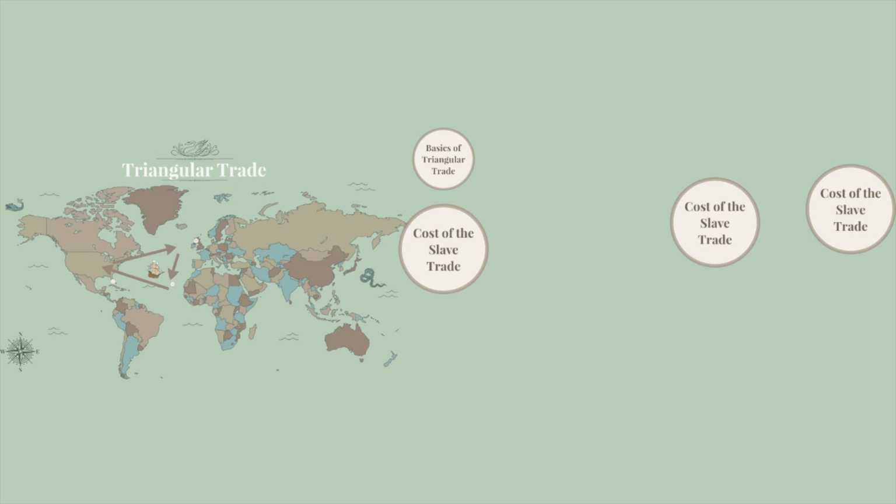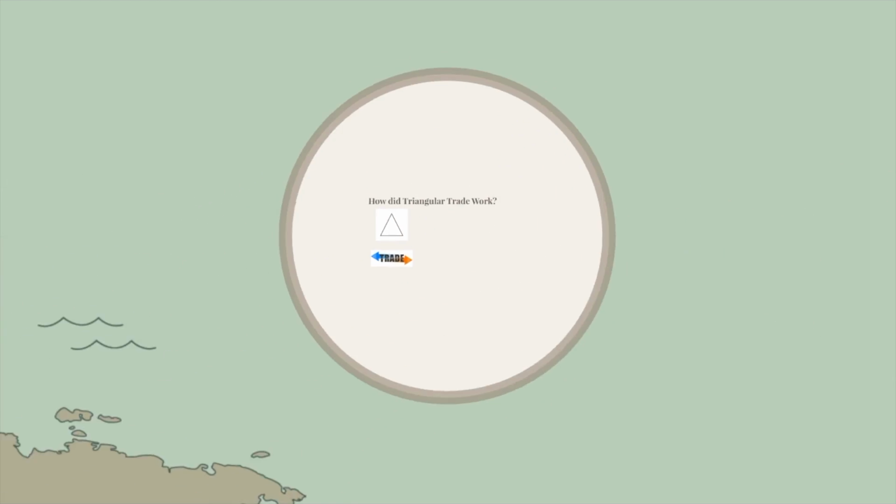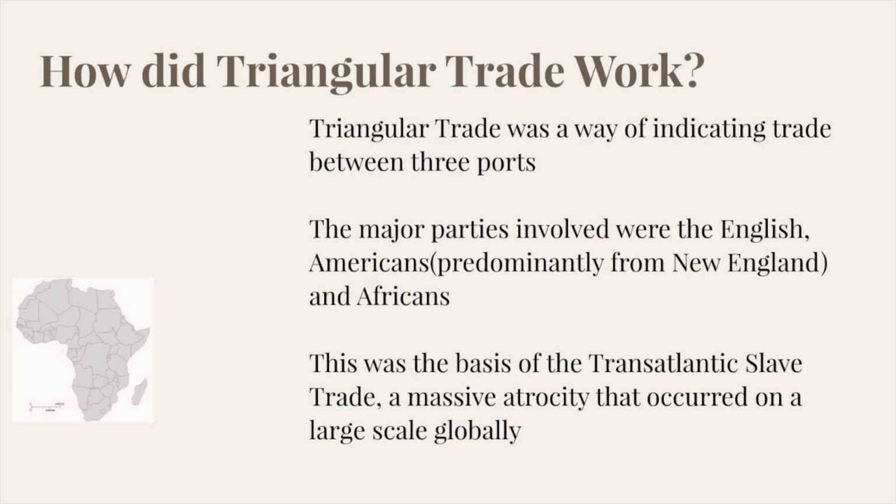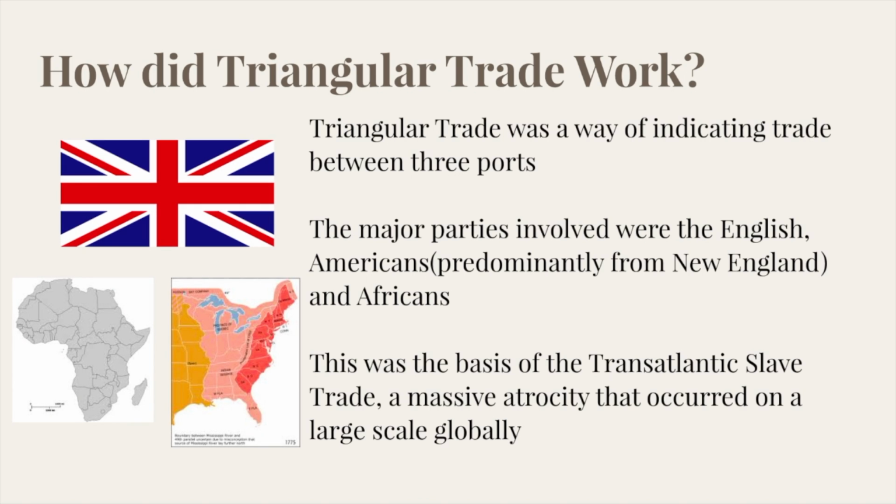Okay, so today we're going to be talking about triangular trade. Now, while triangular trade came in many different forms, the way that we're going to be talking about today was between the British, Americans, and Africans. So triangular trade was a way of indicating trade between three different ports. Of course, major parties involved, at least in this example, were, as I said before, the British, Americans, and Africans.